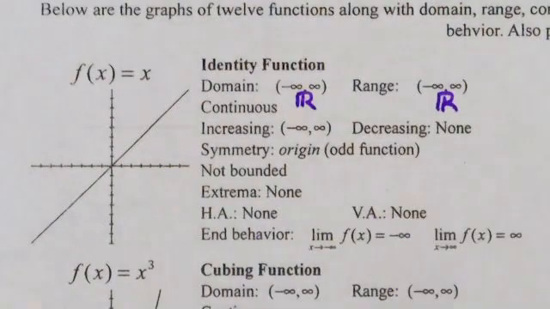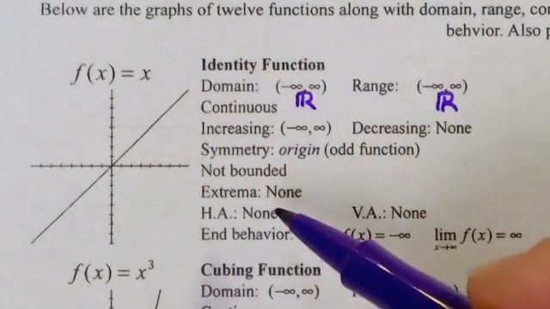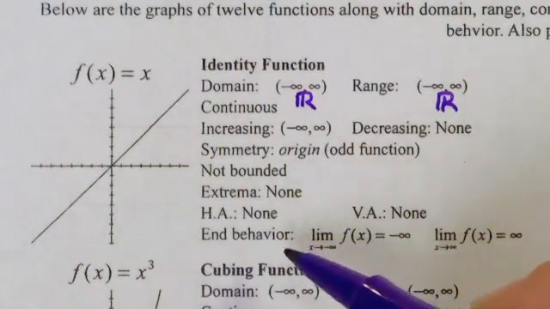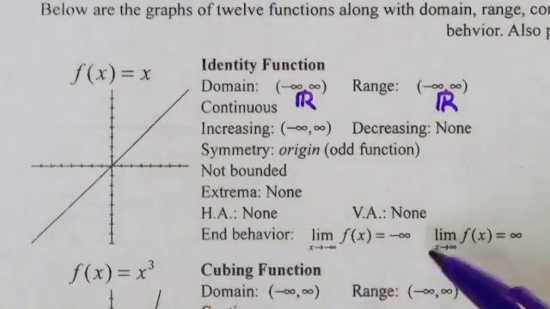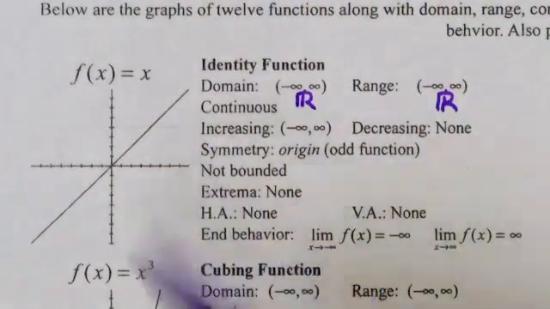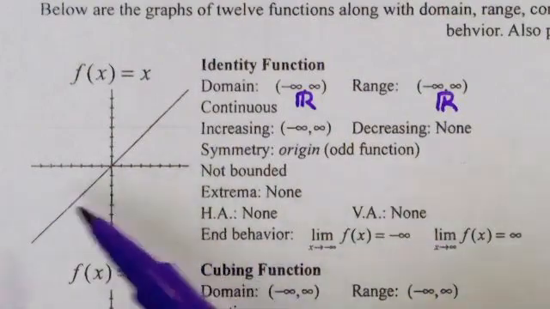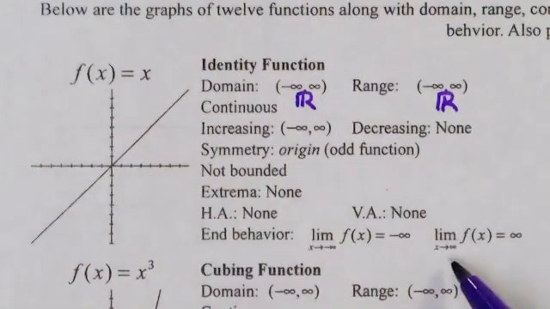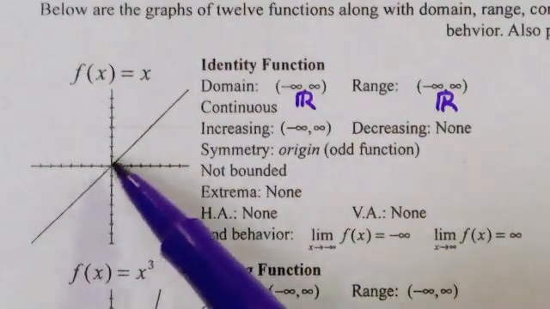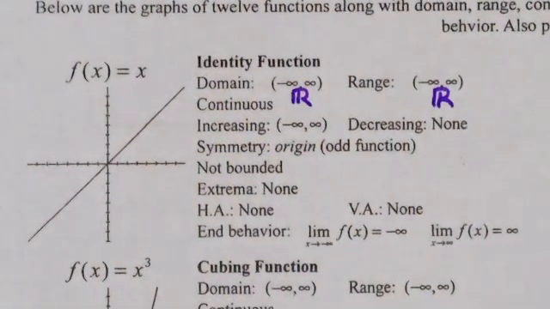Symmetry, it is odd, so remember that means if you turn it upside down, it's the same as it is right side up. It is not bounded, right? Extrema, none. Horizontal asymptotes, none. Vertical asymptotes, none. In behavior, what this is saying is as it goes to the left forever, it is going down towards negative infinity forever. And as it goes to the right forever, it goes up forever. So it's kind of got that end behavior.